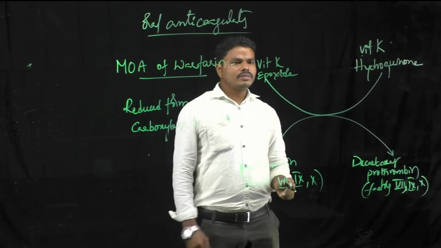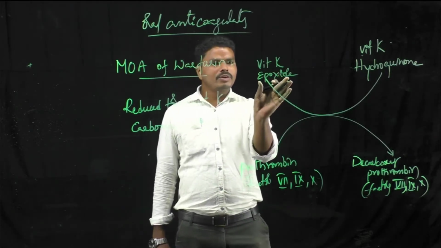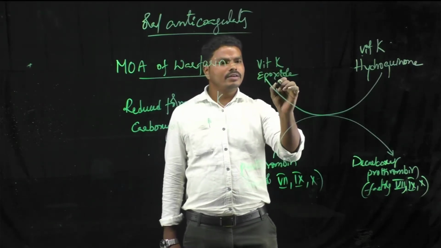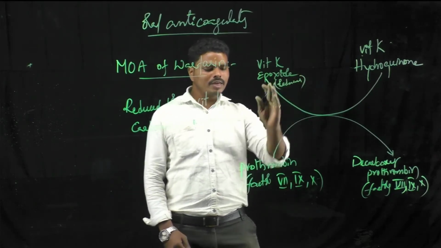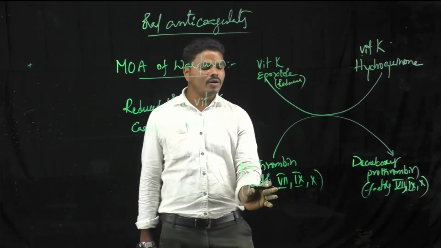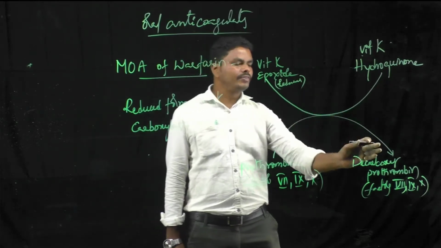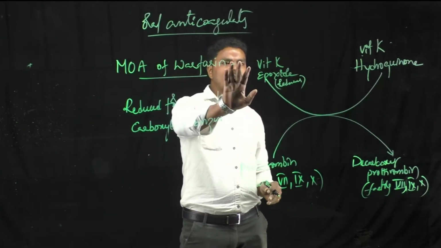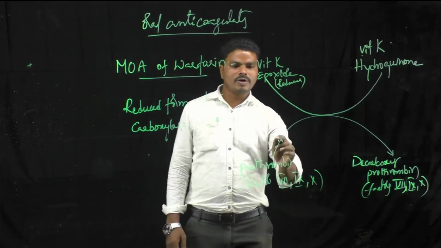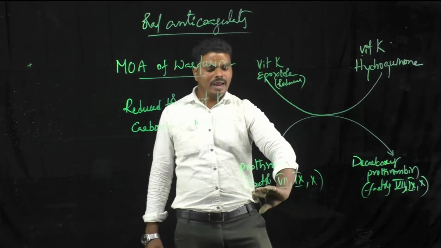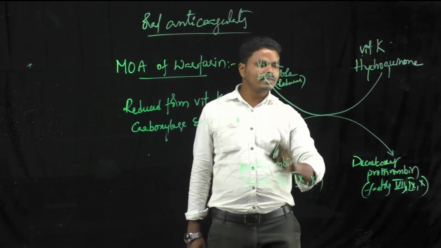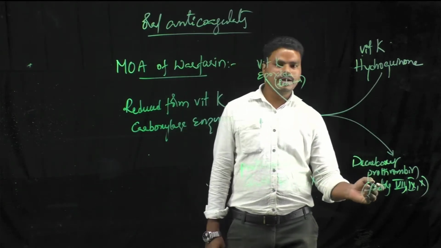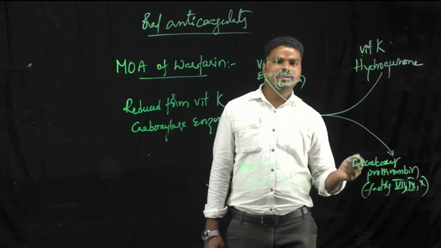So that means, by the availability of the reduced form of vitamin K, only then are the inactivated coagulating factors activated. By the presence of the reduced form of vitamin K and carboxylase enzyme, the inactivated form of coagulating factors gets activated, thereby they are actively involved in the coagulation cascade.